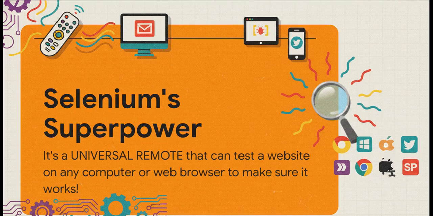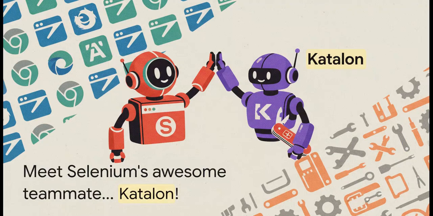Selenium's superpower is that it's like a universal remote. You know how one remote can work the TV and the sound system and everything else? Well, Selenium is just like that. It can test a website on any computer, any phone, or any browser to make absolutely sure it works perfectly everywhere for everyone.